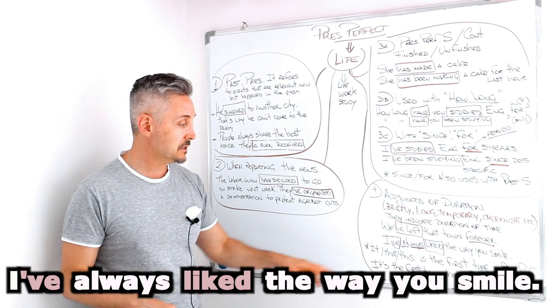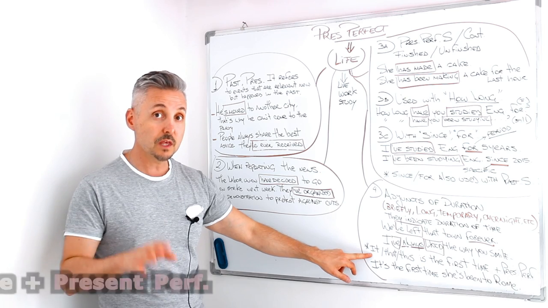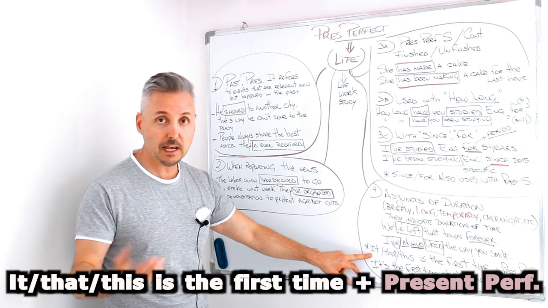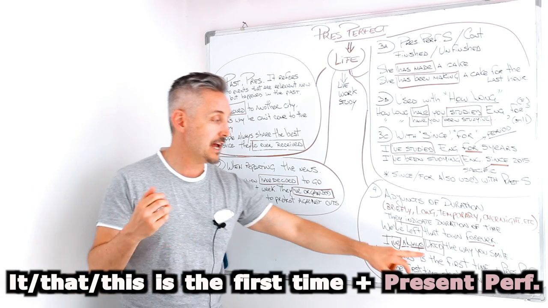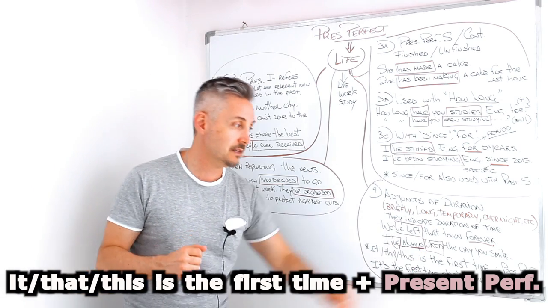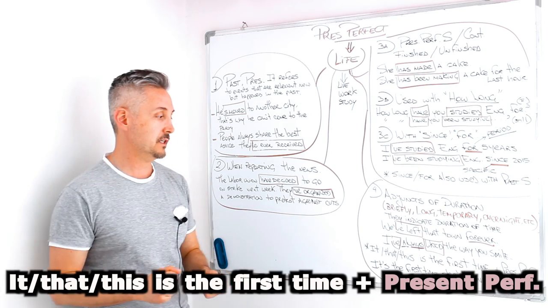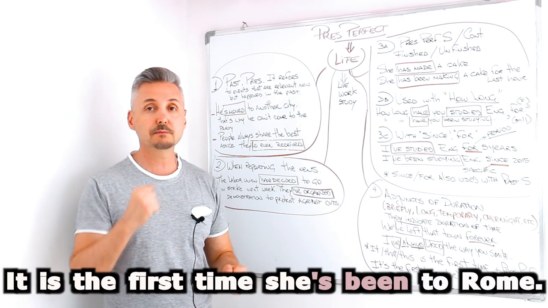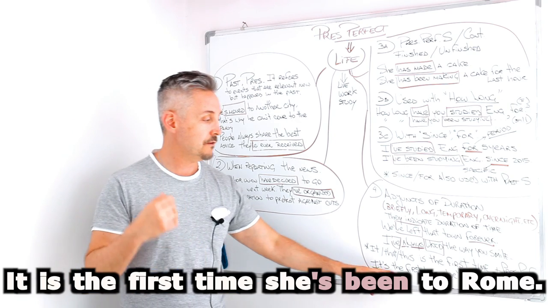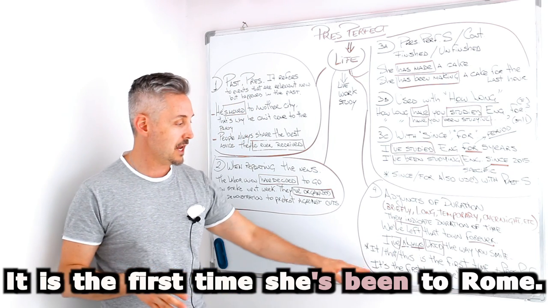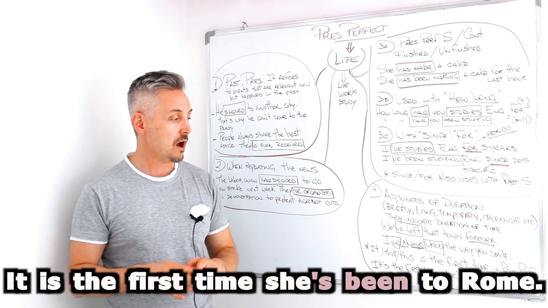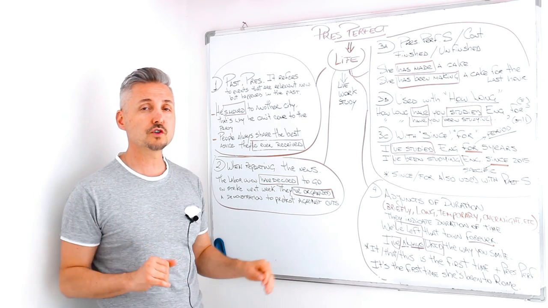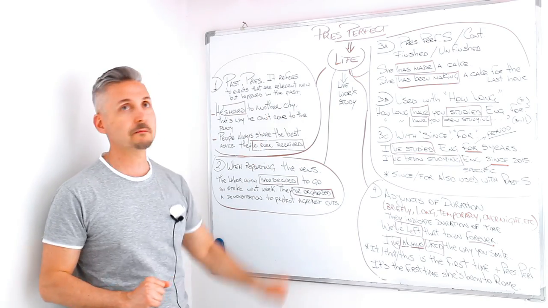Now, there is another expression that we use with the present perfect. It is the first time, or this is the first time, plus the present perfect. So the example here: it's the first time she's been to Rome. And here is an indication of a past action. Now, I'm going to erase this and I'm going to show you two other points on the present perfect.